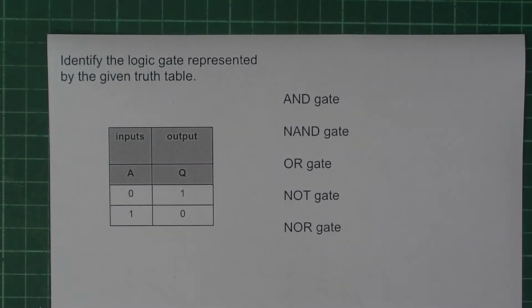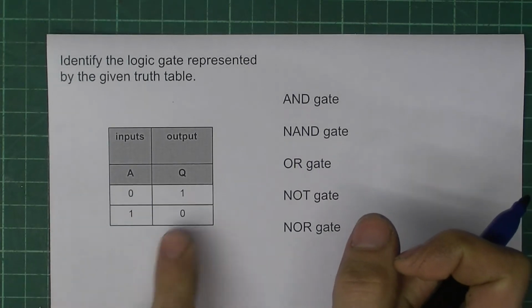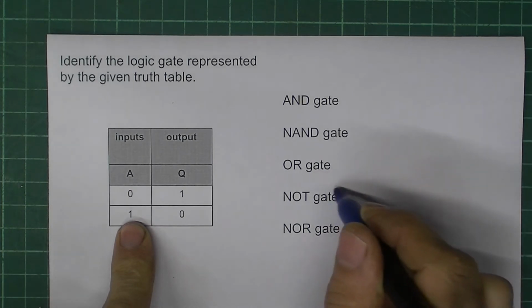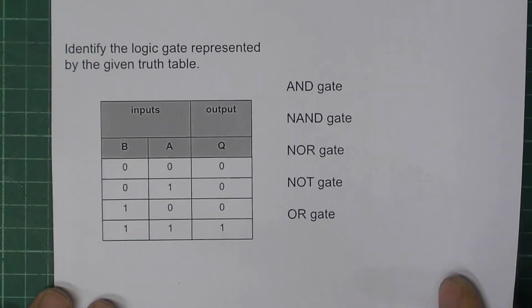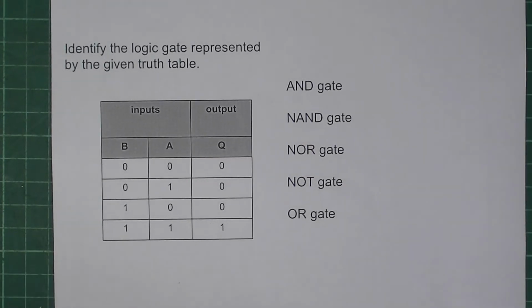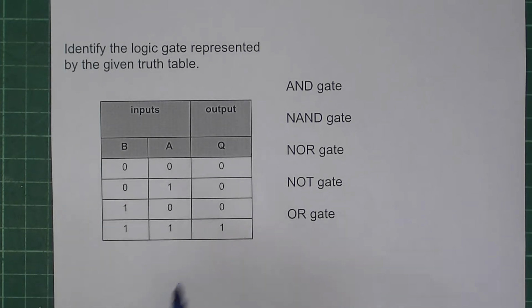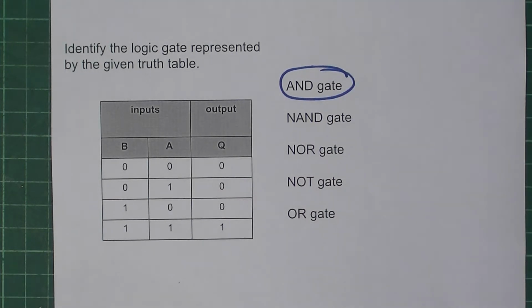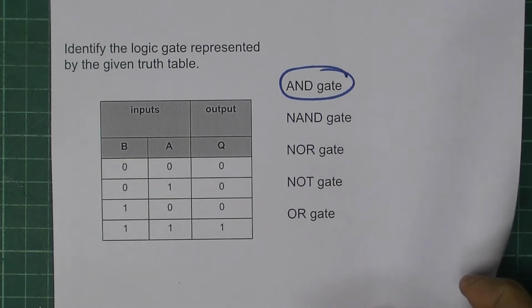Let's see if we can identify this. Well, this one should be really easy if you're asked this. There's only one input and one output, so it's got to be a NOT gate. What do we have here? Well, the output's true only when A and B are true. In other words, it's an AND gate. Now, remember, you should be able to draw the symbol for that. If you think that you can't, then you need to practice it.